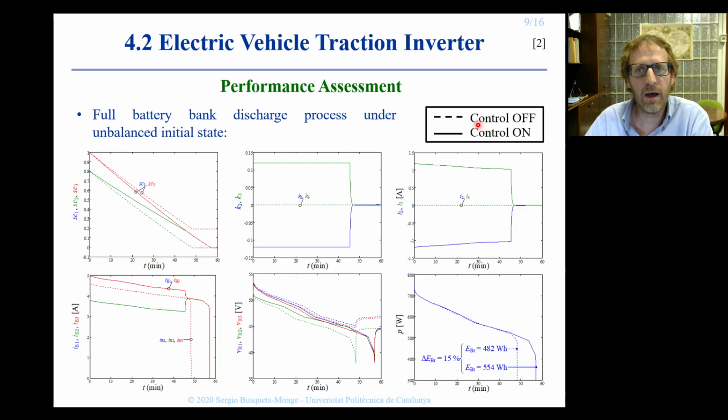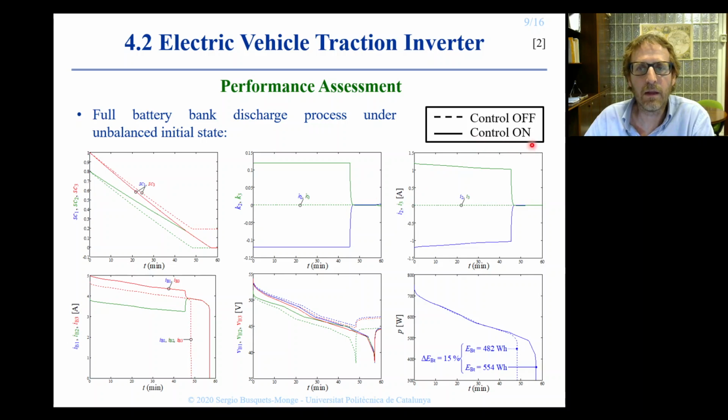If we disable the control of the inverter, that is, if we operate the system like if we had a two-level converter, what happens is that battery pack 2 reaches a state of charge equal to 0, while battery packs 1 and 3 still have 20% of the charge. And at this point, we will have to stop to avoid damaging battery pack 2. But the problem is that then we don't take full advantage of all the energy in the battery bank.